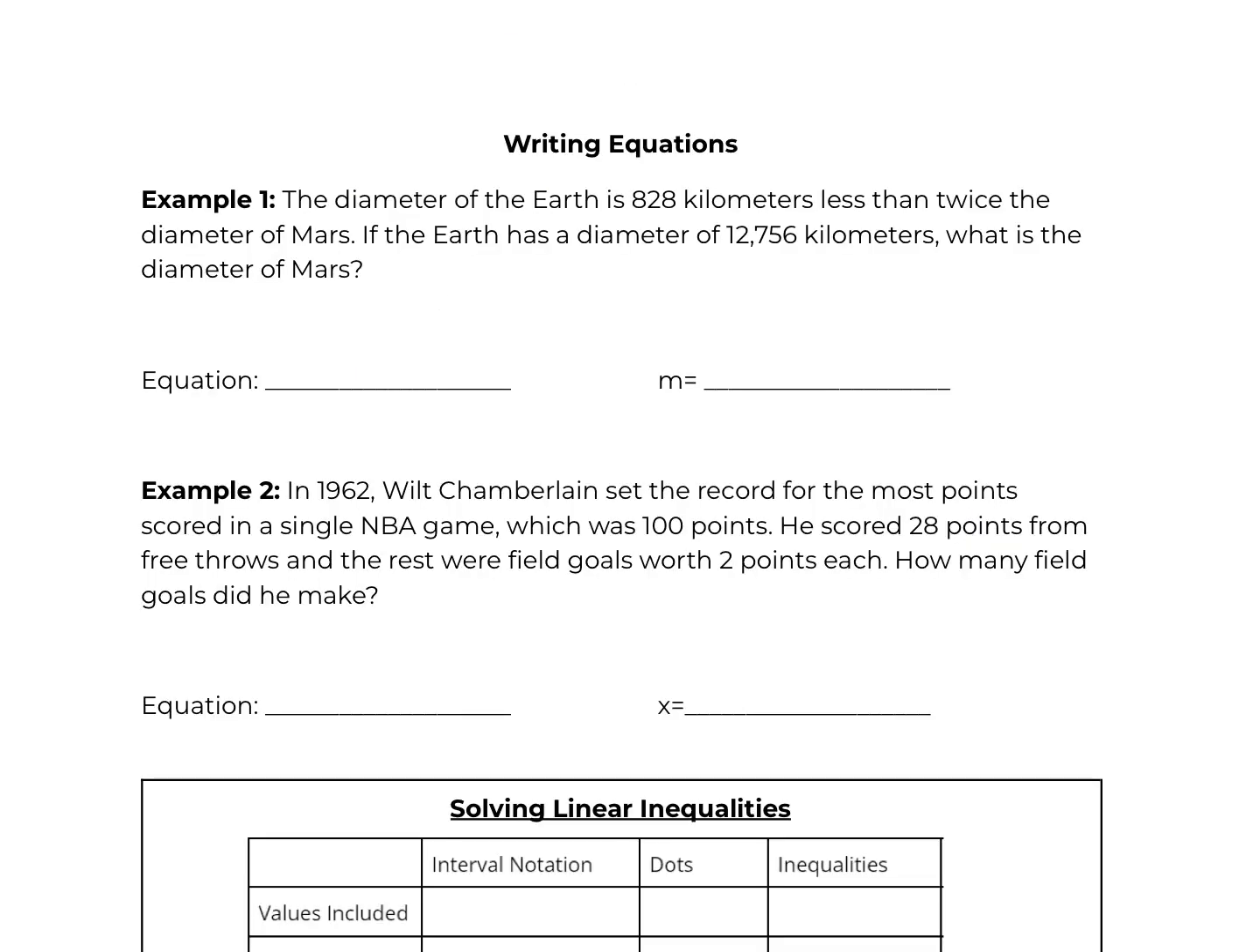Alright, so now we are going to look at writing some equations. The first thing we're going to do when we're writing equations is just look for the information that we're able to glean from the paragraph. First thing we notice is that the diameter of the Earth is 828 kilometers less than twice the diameter of Mars. The Earth has a diameter of 12,756 kilometers. What is the diameter of Mars? Well, the first thing we need to do is identify a variable in what we're trying to solve for, which is the diameter of Mars. So we can make m equal the diameter of Mars.